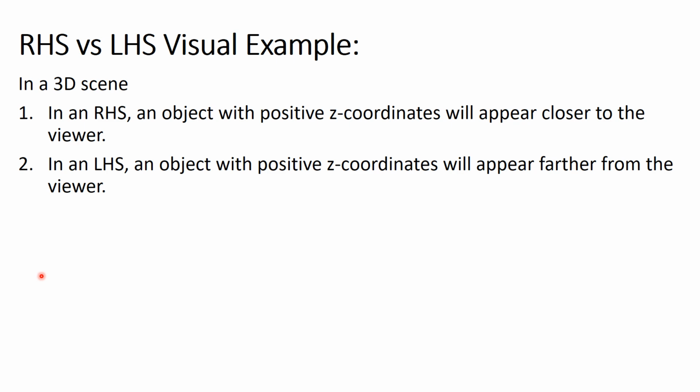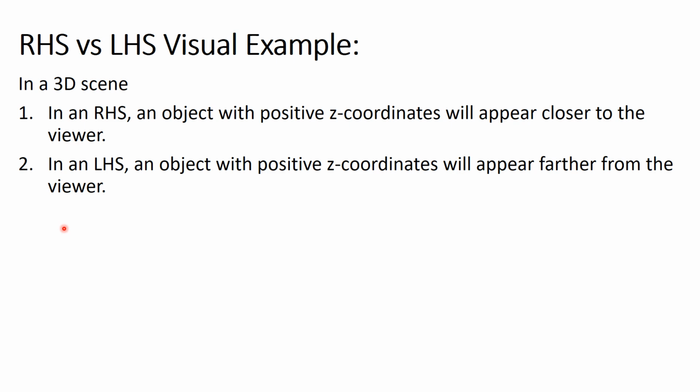RHS versus LHS visual example in a 3D scene، لو في مشهد ثلاثي الأبعاد. In an RHS, an object with positive z coordinates will appear closer to the viewer. في مشهد ثلاثي الأبعاد بيستخدم الكوردينيت سيستم RHS، لو في object قيمة الزد له positive حيكون بيظهر أقرب للمشاهد، لأنه المحور البوزيتيف Z بيكون بيأشر إلى الخارج من الشاشة، pointing out of the screen.